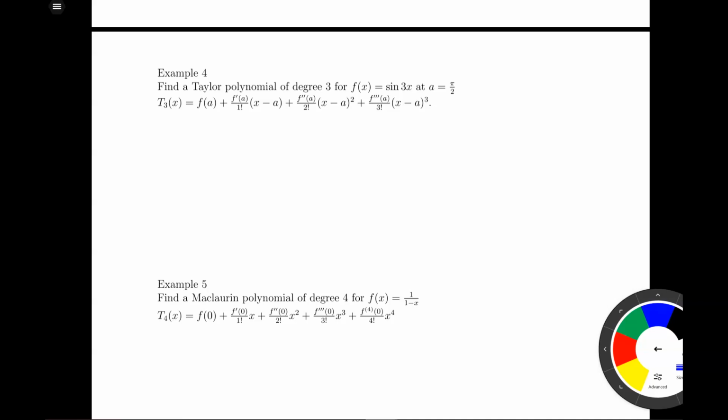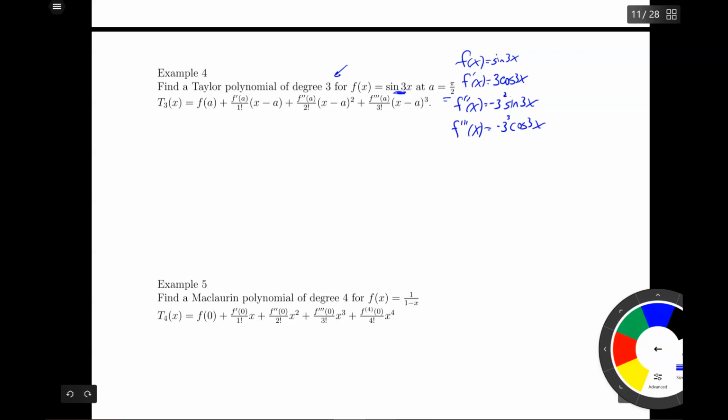All right, let's do some more with trig. So Taylor polynomial for this function, degree 3, and with a equal pi over 2. So let's start by doing our derivatives. So there's my first function. My derivative will be 3 cosine of 3x. Second derivative will be negative 3 squared sine of 3x. And third derivative, that's where I get to stop, will be negative 3 cubed cosine of 3x.